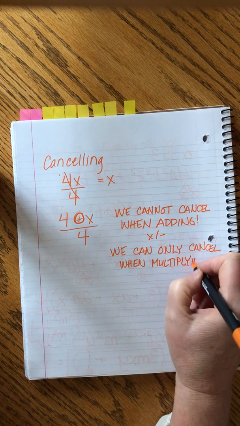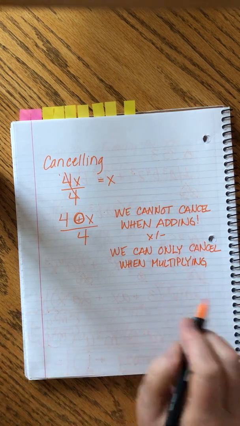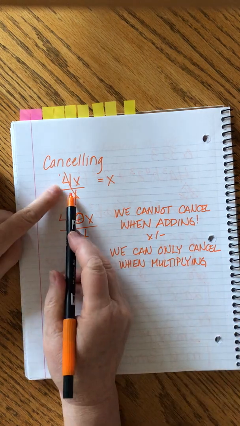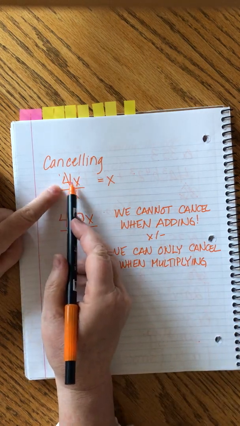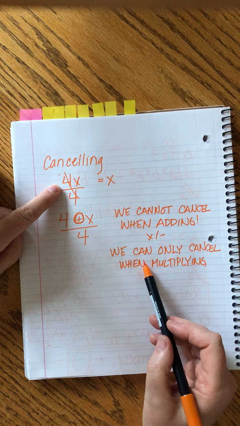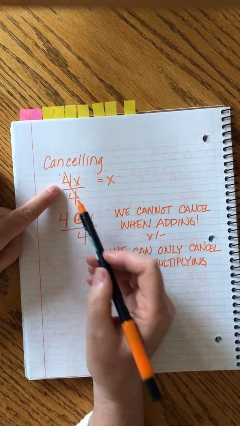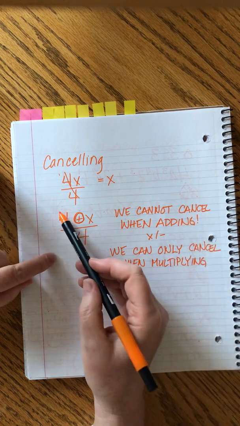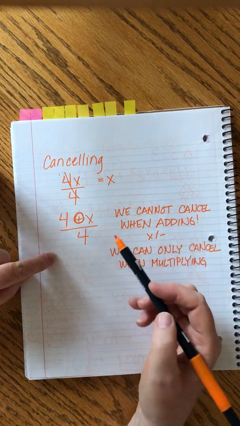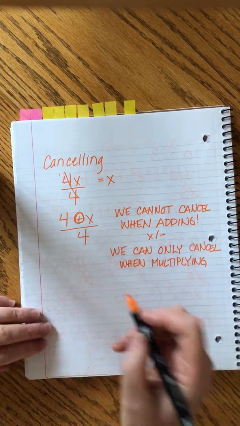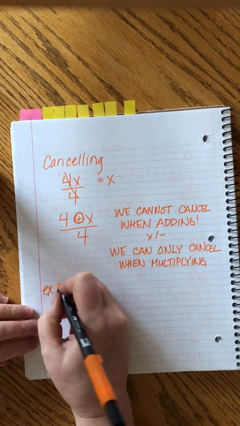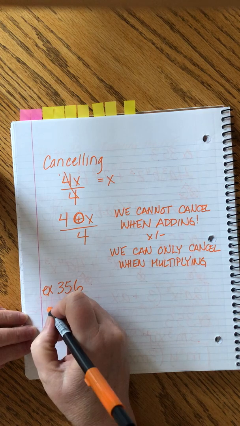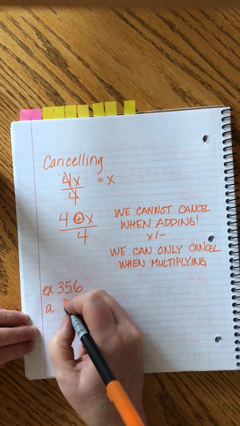And we'll do a couple problems to show you what we mean by this. They're straightforward. Here, we were multiplying the 4 times the x, so we were multiplying and we're allowed to cancel. Here we are adding. We cannot cancel when adding, so we cannot cancel those 4s. All right, let's just look at a handful of examples here to help you understand that. A.